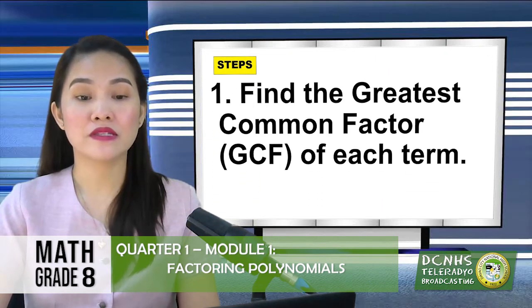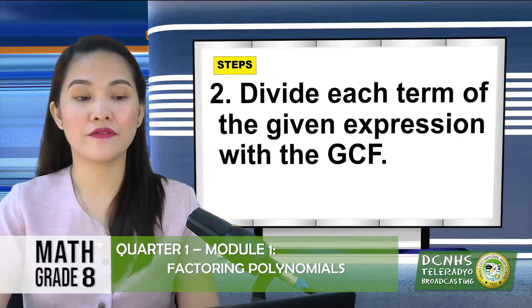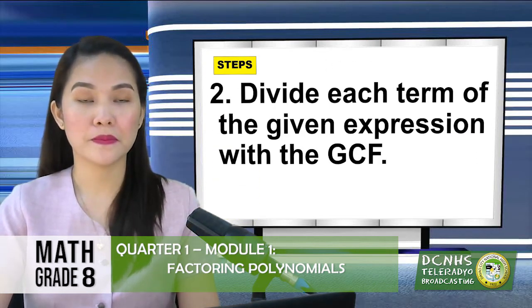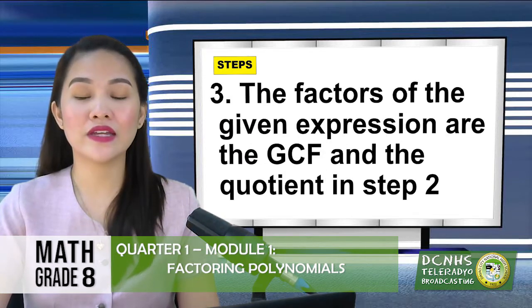Here are the steps to factor polynomials with common monomial factor. First, find the greatest common factor, or the GCF, of each term. Second, divide each term of the given expression by the GCF. Third, the factors of the given expression are the GCF and the quotient in step 2.